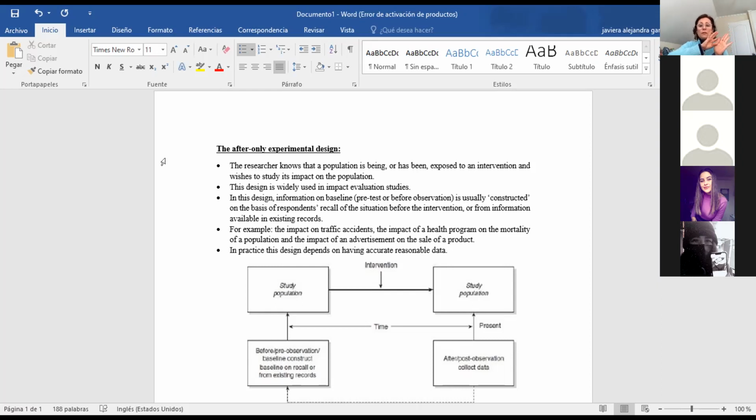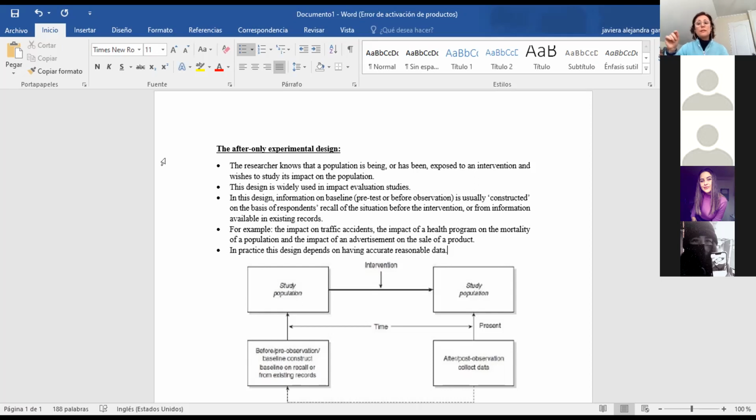Yes, that's what experimental designs want to do. They want to explain this cause and effect, but I need to know the status before the intervention. So that's ideal, but you have these cases as well. So what can you do? And this design is used in impact evaluation studies. Yes, in evaluation studies, exactly.